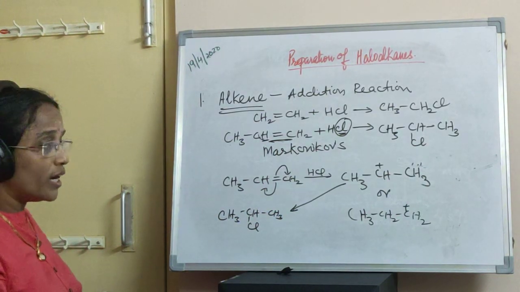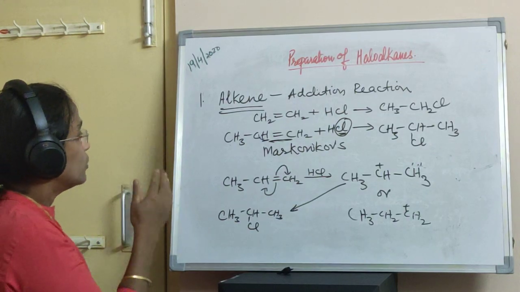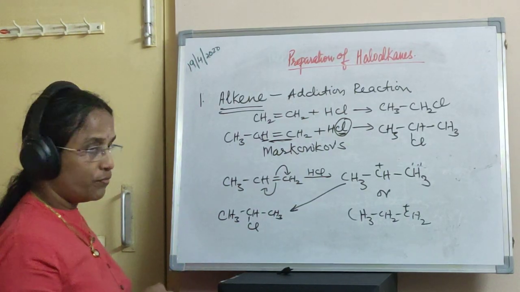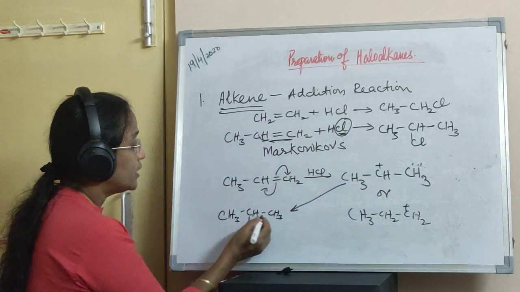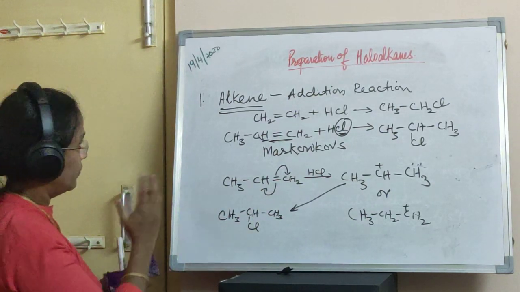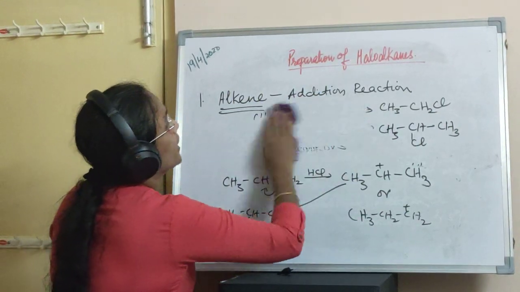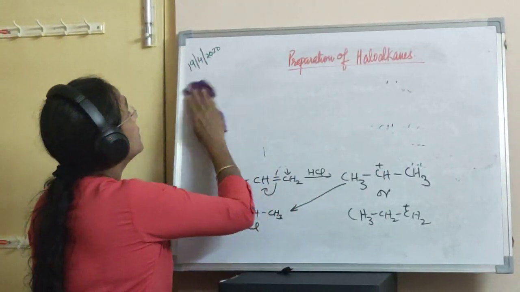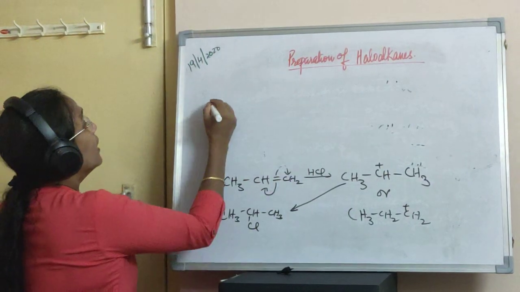So it proceeds via the formation of a carbocation. So definitely the tertiary group will favor the formation. So here a secondary carbocation is formed. Let us take another important example where we will learn something new. Let us take another example for this alkene addition.